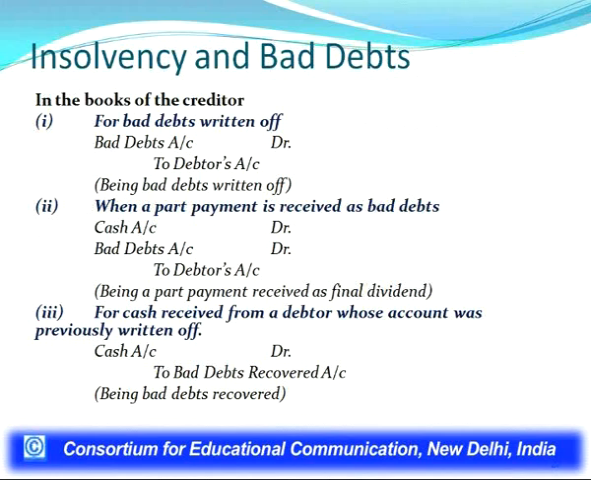So in that case it is basically a gain to the firm, and the entry is recorded as cash account debit to bad debts recovered account. So the previous bad debt has been recovered, so it is treated as income and credited to profit and loss account in the final statements.